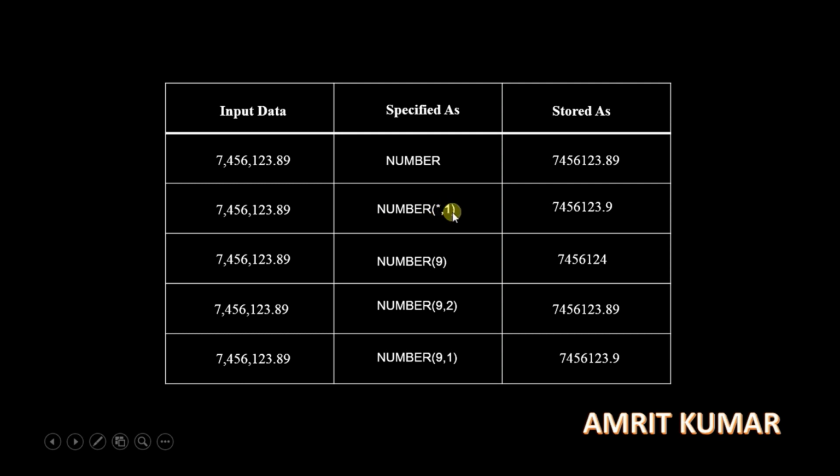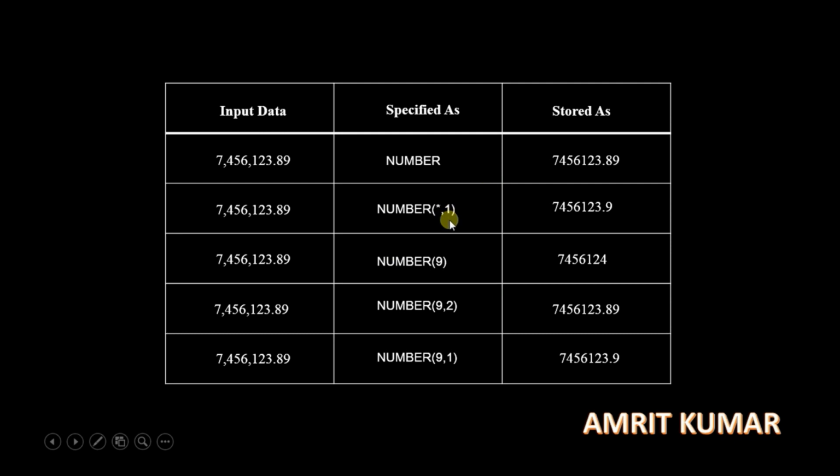Having scale 1, so before the decimal. So we can say that if the number entered by the user is 7,456,123.89, then the system is going to store that number in this format, because I have set this as a specified condition to the number. So what will the system store? 7,456,123.9.